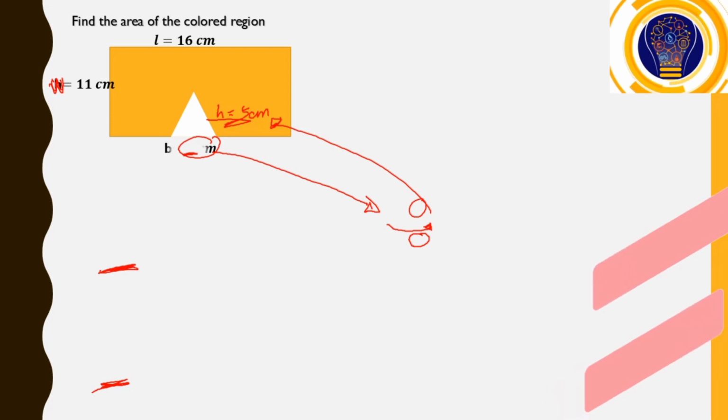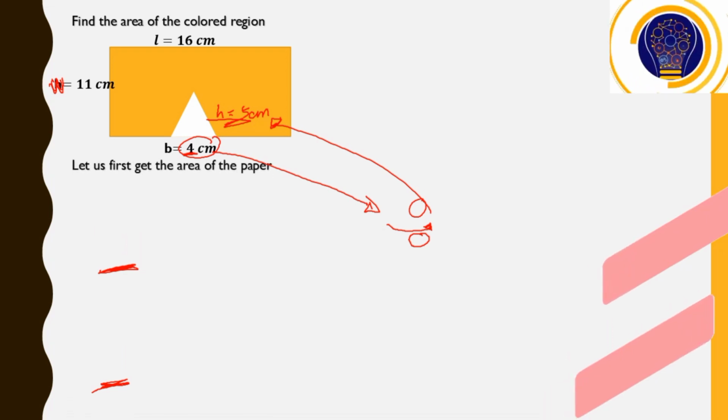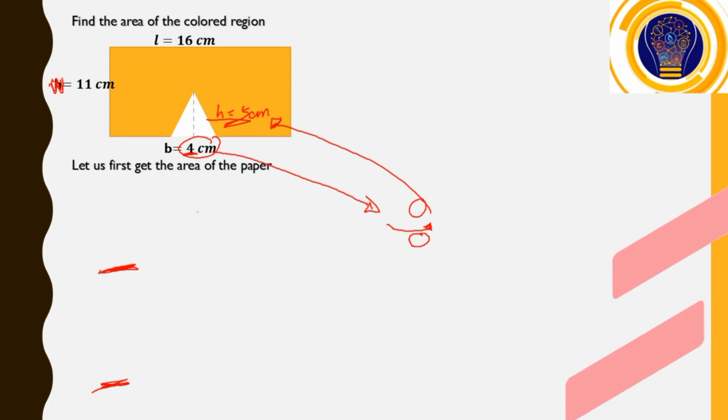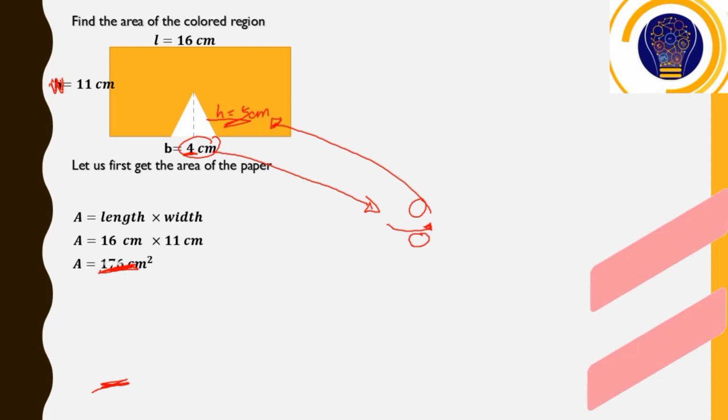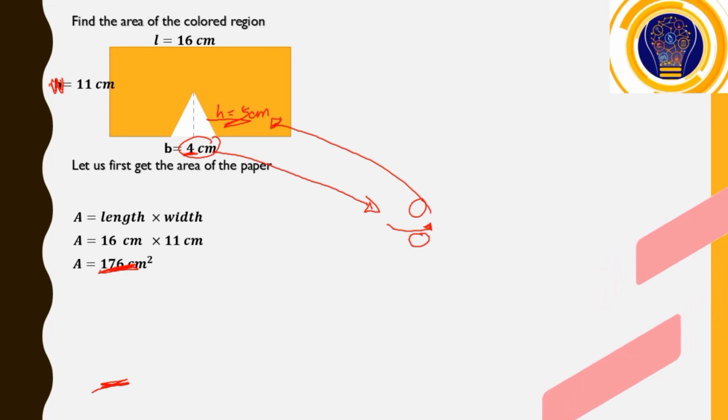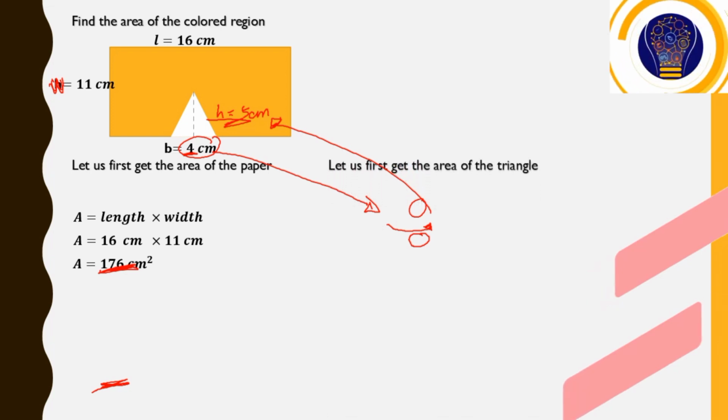Now, and then, gumupit ng triangle which has a base of 4 centimeters and a height of, wait a moment, a height of 5 centimeters, I think. Now, first is to get the area of the paper, which is the same with our previous example, which is 16 centimeters by 11 centimeters, and that is 176 centimeters squared. Now, this triangle was cut off.